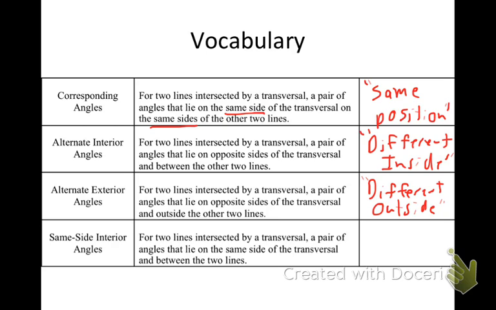And lastly, we have same side interior. Well, that one's pretty self-explanatory. Same side is same side, right? So same side interior angles is a pair of angles that lie on the same side of the transversal in between the two lines. That one again is pretty self-explanatory.